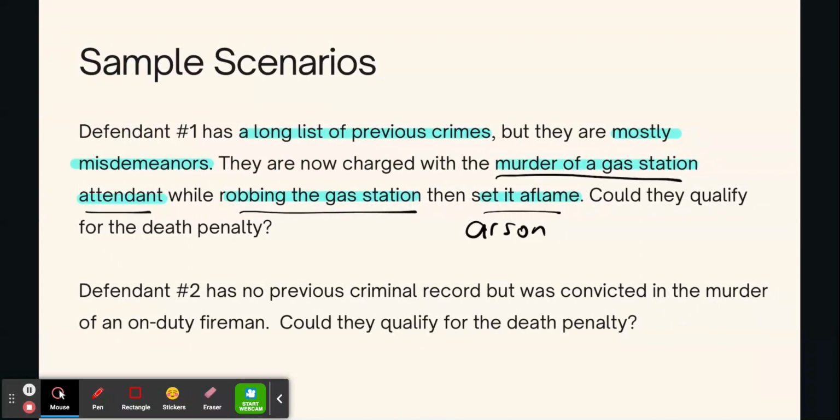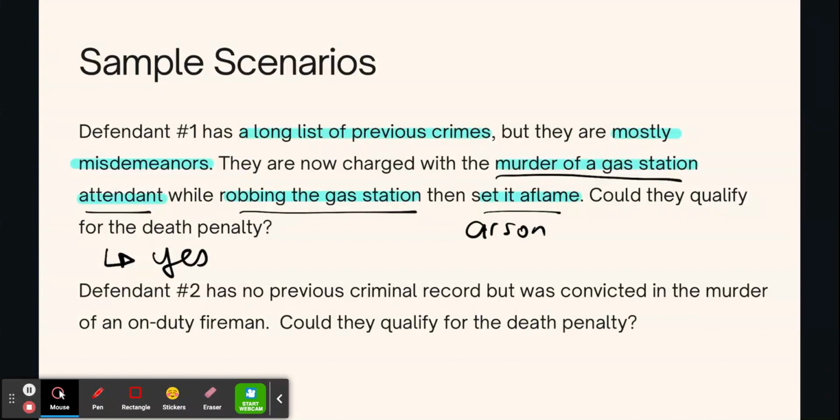In most states that still have the death penalty in 2023, the answer is yes. Now, just because they qualify for it does not mean that the prosecution will seek the death penalty, but he could be a contender for it because of the severity of this pre-planned crime with the robbery, the arson, and the murder, and the previous criminal record.